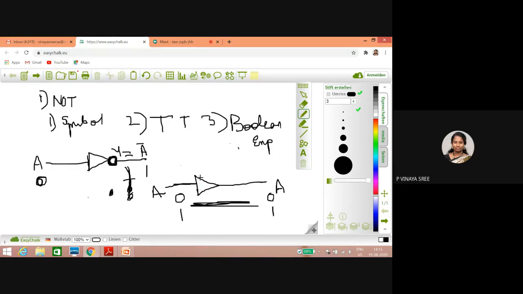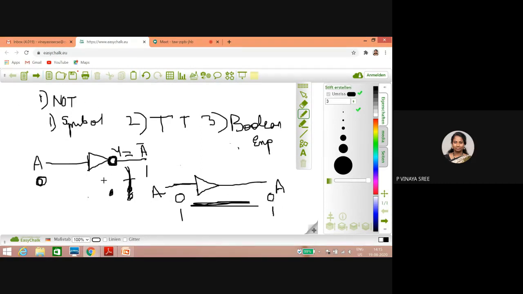Where buffers are used is where you are giving an input, and you don't want it to immediately appear as an output; you want some propagation delay. So in real-time applications, if you want some delay to whatever input you are passing, you can go for a buffer. NOT is also called an inverter, a digital inverter, and if you remove this bubble, it will act as a buffer. Given an input, the same input will be passed as an output. So this is regarding a NOT gate.